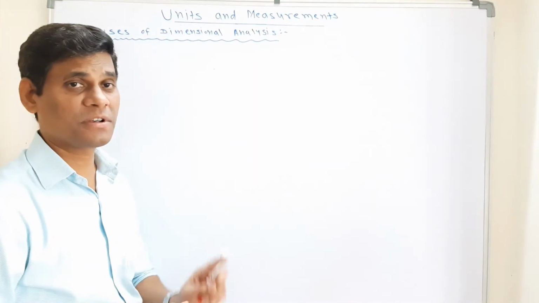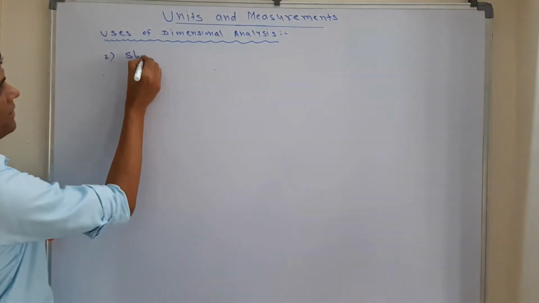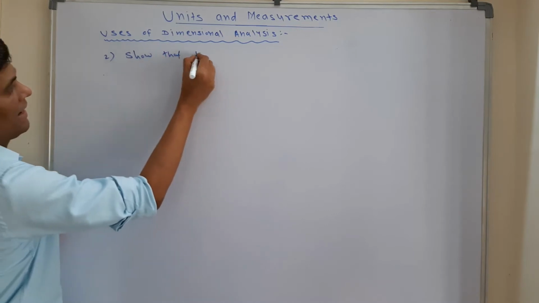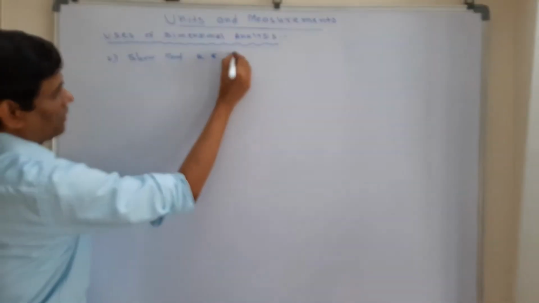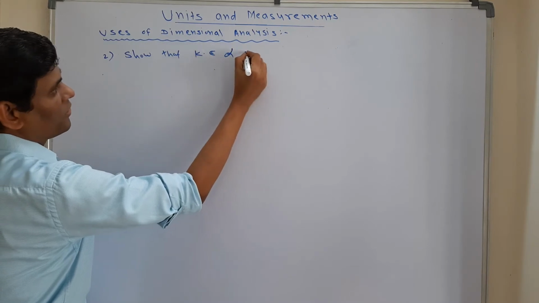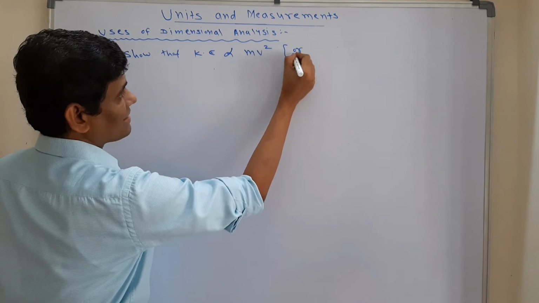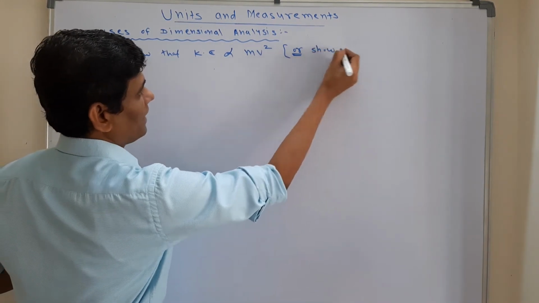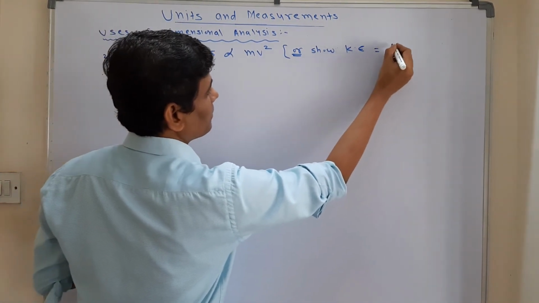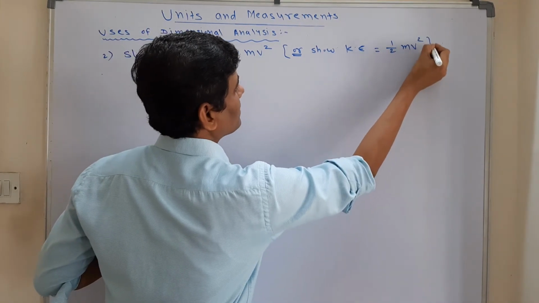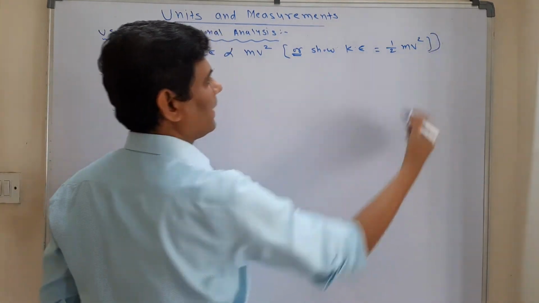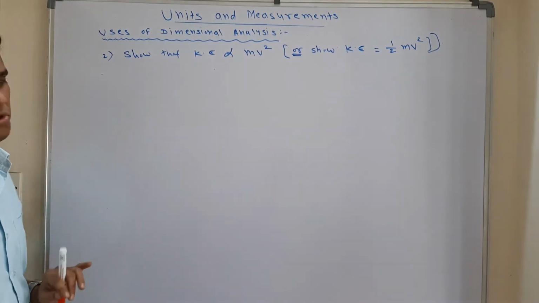Second numerical based on the same use, that is to establish the relation. Again it can be asked for 3 marks. Suppose how the question can be asked: show that kinetic energy is proportional to mv square, or it can be asked like this also, show that kinetic energy is equal to half mv square. Okay, any form of equation can be possible.